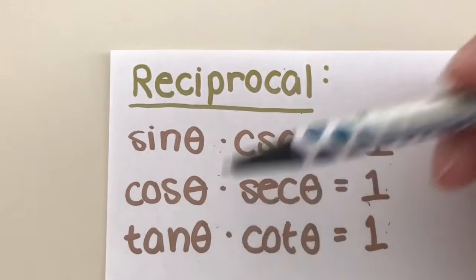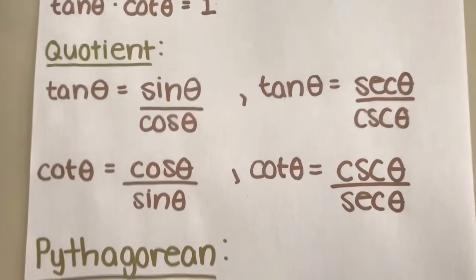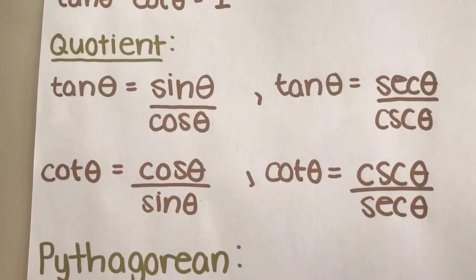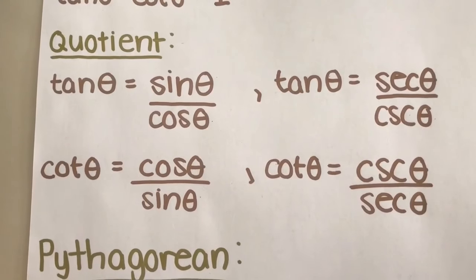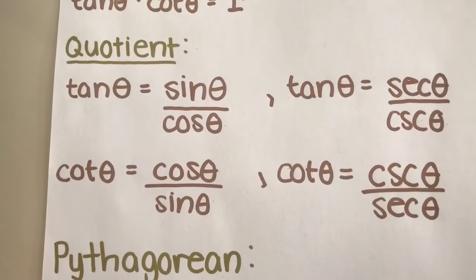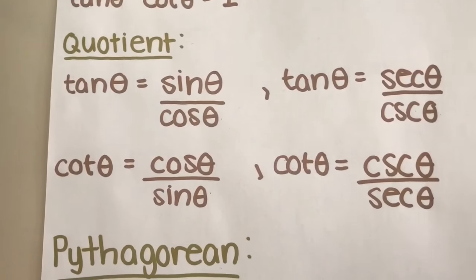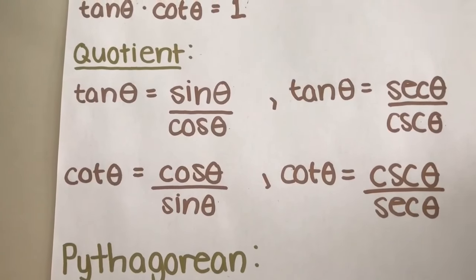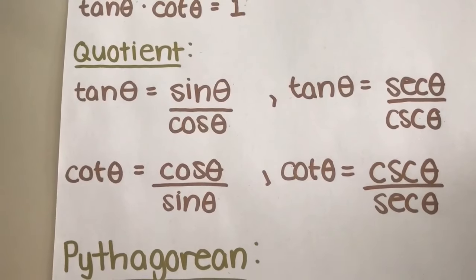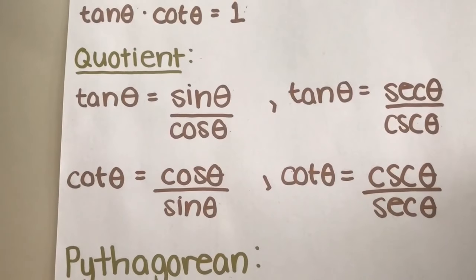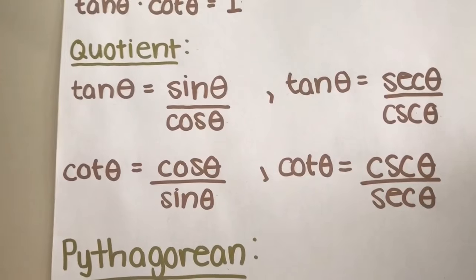Second, we have the quotient identities, which state that tangent of theta equals sine of theta over cosine of theta. Then we have cotangent of theta equals cosine of theta over sine of theta. Then on this side, we have tangent of theta equals secant of theta over cosecant of theta, and cotangent of theta equals cosecant of theta over secant of theta.